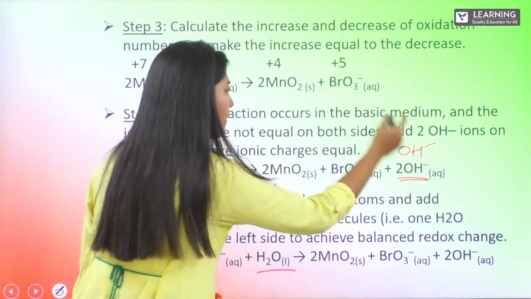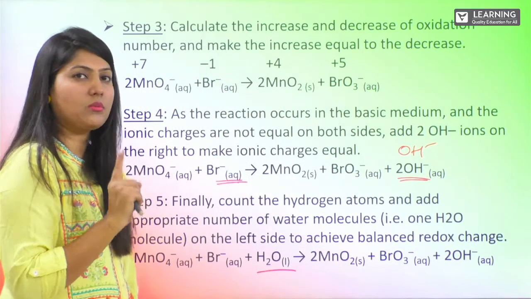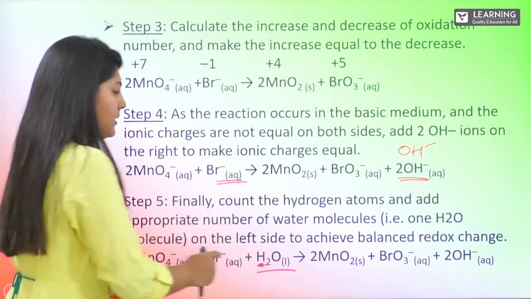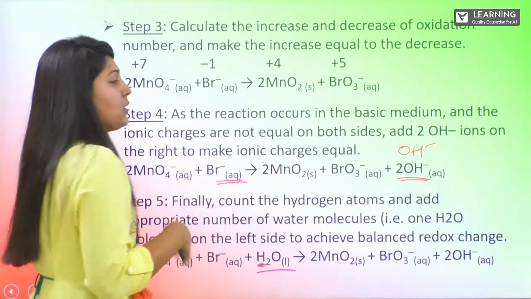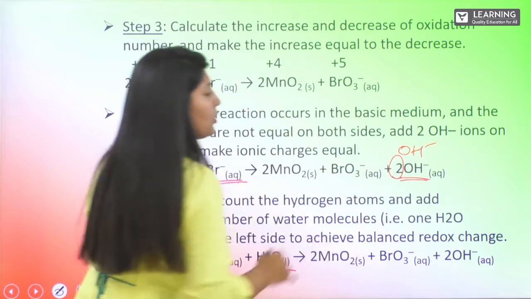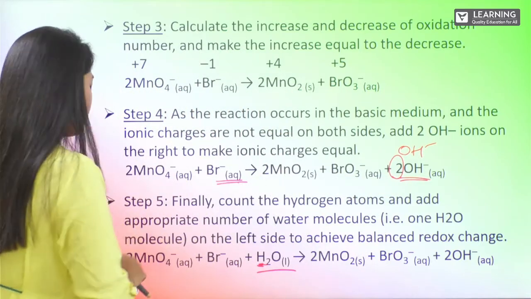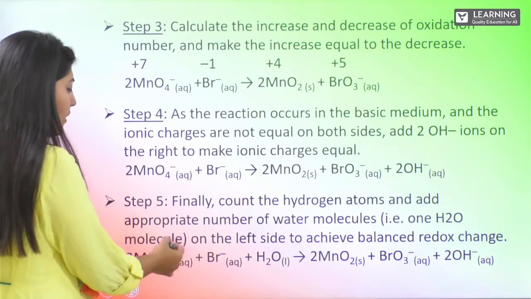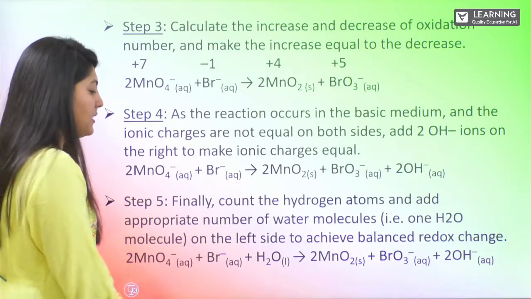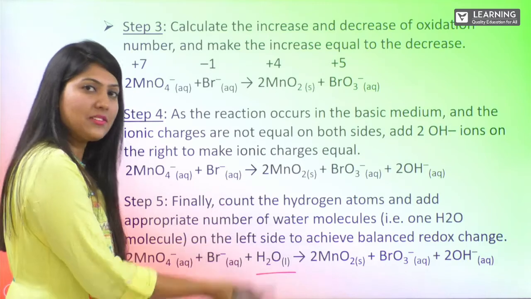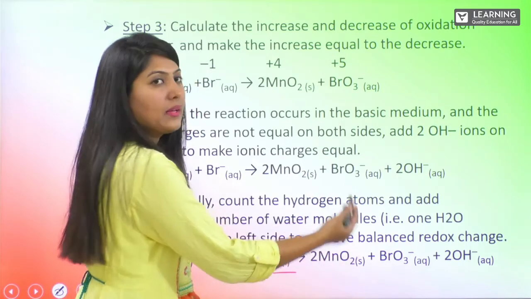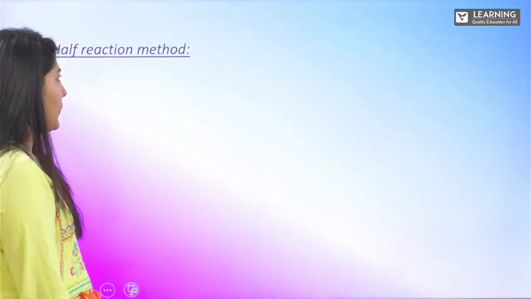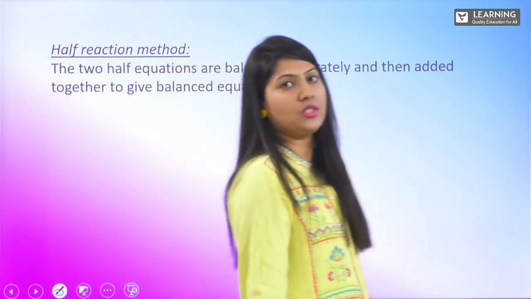But one OH minus ion will not give you one water molecule, because one water molecule will have two H plus ions. That means here again one oxygen will be increased. So what we need to do? We need to take two OH minus ions. Got it? So finally we get the equation as 2MnO4 minus plus Br minus plus H2O, which gives you 2MnO2 plus BrO3 minus plus 2OH minus. Next we have the half reaction method.